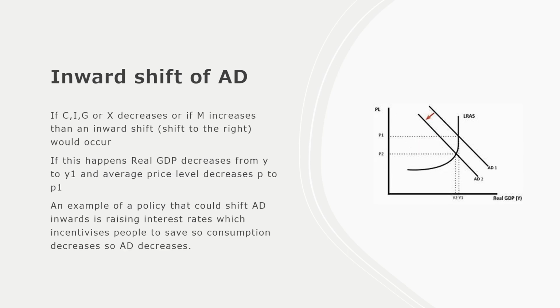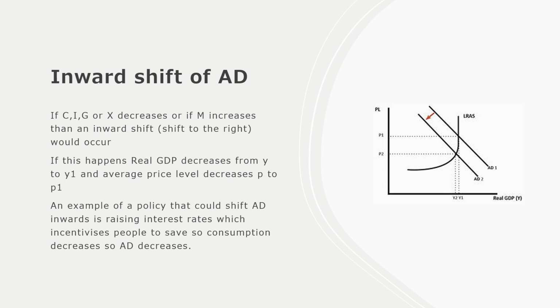Now there's also a possibility of a policy leading to an inward shift of AD, and this happens if C, I, G, or X decreases or if M increases. So when this happens, real GDP decreases, Y to Y1, and average price level also decreases, P to P1. So real GDP falls, but so does inflation.